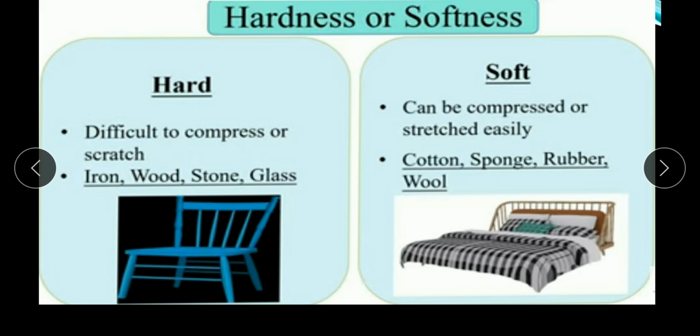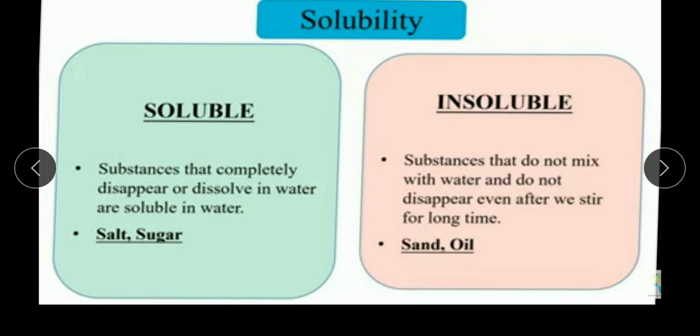हार्ड मटेरियल वो मटेरियल होते हैं जिन्हें कंप्रेस और स्क्रैच करने में हमें डिफिकल्टी होती है, जैसे कि आयरन, वुड, स्टोन, ग्लास एंड देयर आर मेनी मोर. Soft materials can be compressed or scratched easily. For example, cotton, sponge, rubber, wool. Soft material वो मटेरियल होते हैं जिन्हें हम easily compress करते हैं और स्क्रैच कर सकते हैं, जैसे कि कॉटन, वूल, स्पंज etc.